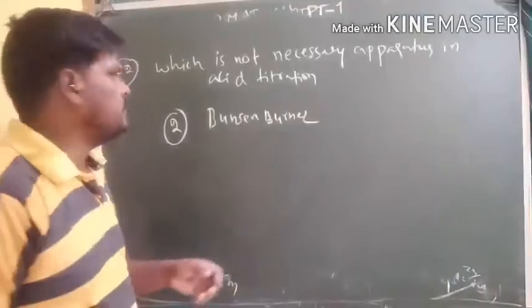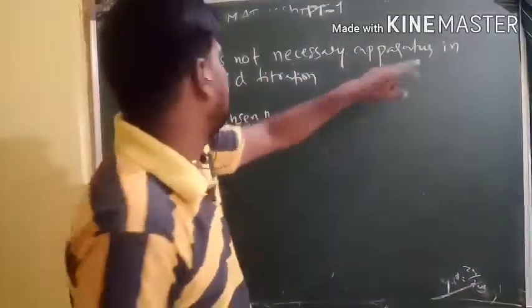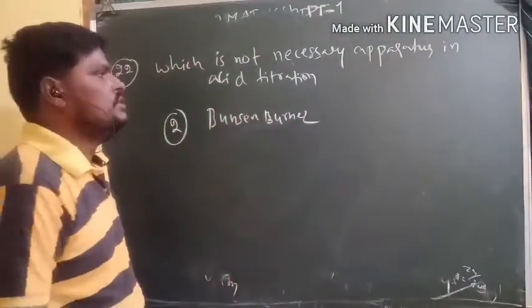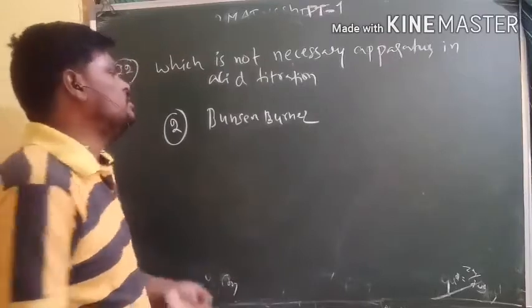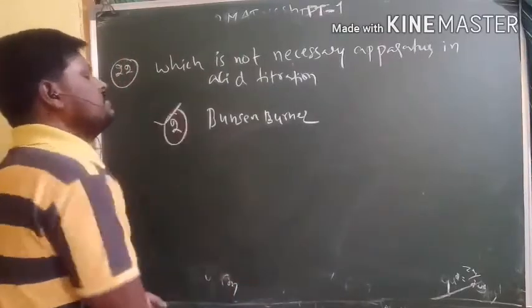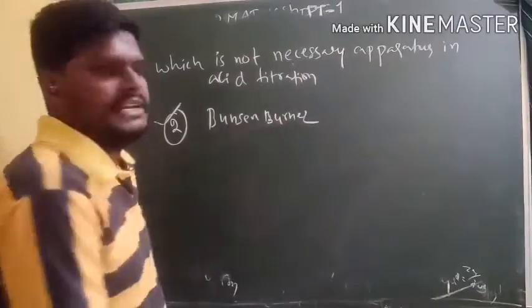Next question: which is not a necessary apparatus in acid titration? Acid titration is nothing but volumetric titration. In this case, the second option is correct: Bunsen burner, which is not used in acid titration.